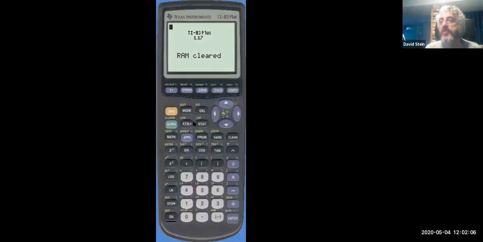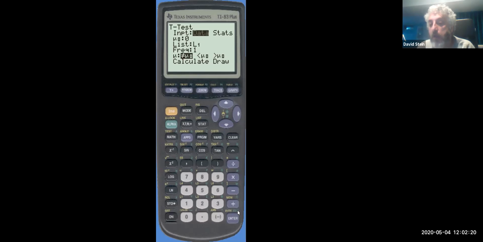So if I go to Stat and over to Tests, now I'm going to find a t-test right there. And you have a couple choices here, just like in Minitab. If you go to data, you can type the numbers in a list. I would put it in list 1 here. I don't really want to do that, but I could. If you go over to stats, you can just put in the numbers, okay?